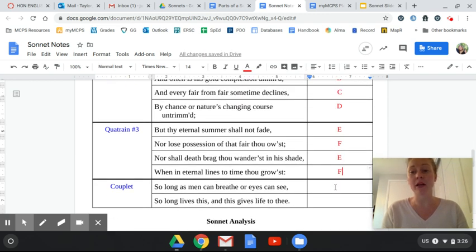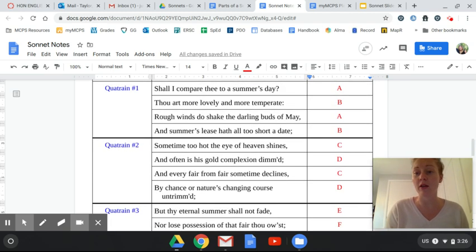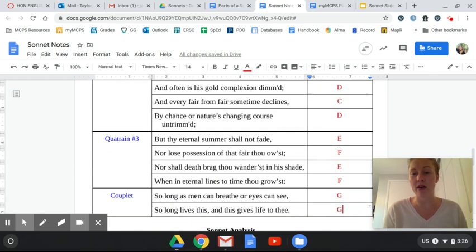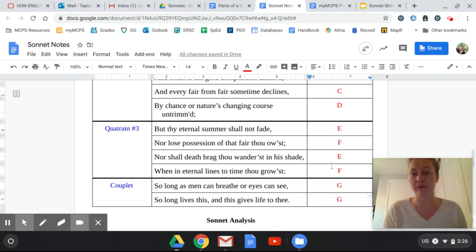And now we're at the couplet. So long as men can breathe or eyes can see. That doesn't rhyme with any other letter, so I'm going to mark it G. So long lives this, and this gives life to thee. Thee and see rhyme, so I also mark this G. So you can see that we have followed the Shakespearean sonnet requirement: A, B, A, B, C, D, C, D, E, F, E, F, G, G.